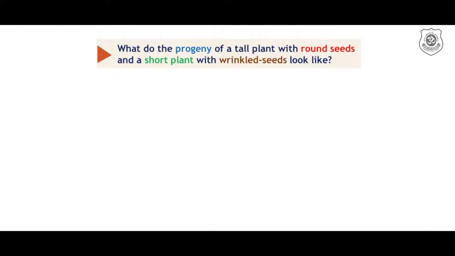Yes. What we are doing, we are crossing tall plant with round seeds. So both the tall and the round are considered as the dominant characters, isn't it? So we can denote them with the capital letter. Capital T, round, capital R. So you have to cross this with a short plant with wrinkled seeds.